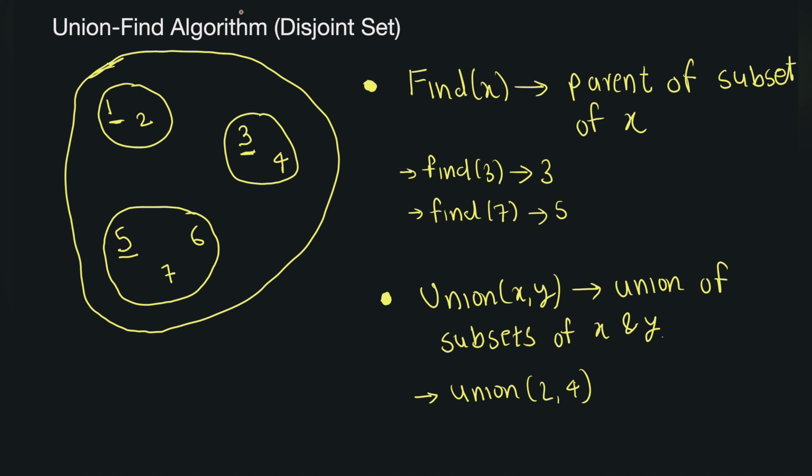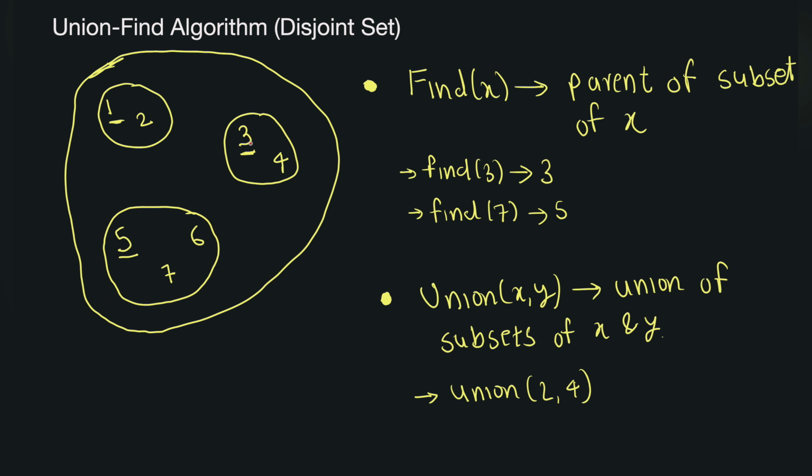Today we'll implement union find algorithm or disjoint set data structure. Traditionally, a set data structure has all unique values. This disjoint set data structure also has all the unique values, but it comes with some additional properties. For example, every value in disjoint set belongs to a subset, and every subset has a parent value.